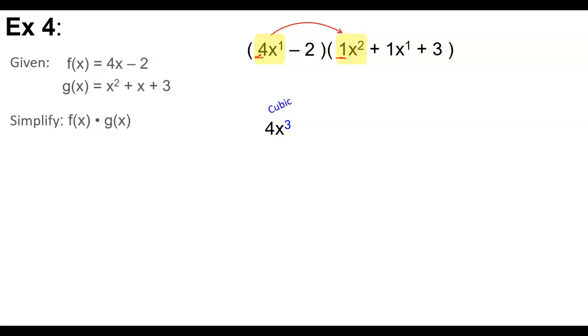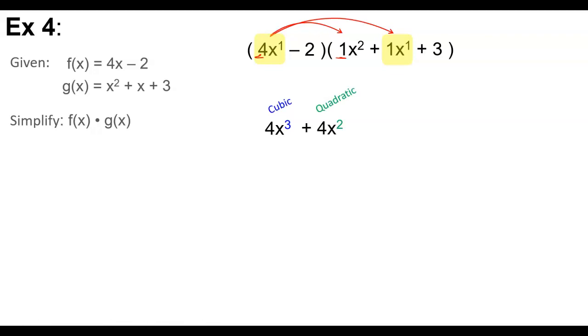Now we're going to do 4x times the second term, 1x. What's 4x times 1x? Why is it squared? Because you have a 1 and a 1. You've got to add them up to get squared. Okay? You've got to actually know how to do this. Are y'all following me? 4 times 1 is 4. X times x is x squared. So it's 4x squared for my next term.